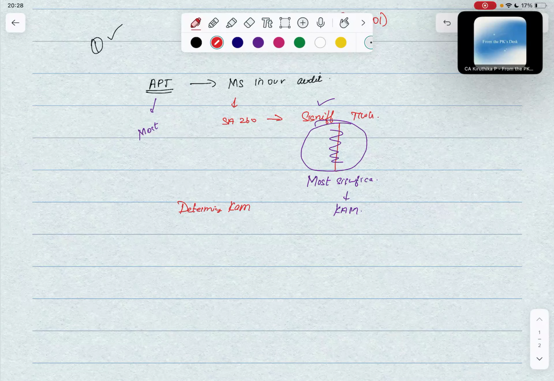So that's what we are going to do here. And we are communicating these matters by describing them in the audit report. So the objective is to determine CAM. And then secondly, we are going to communicate these matters in our audit report.